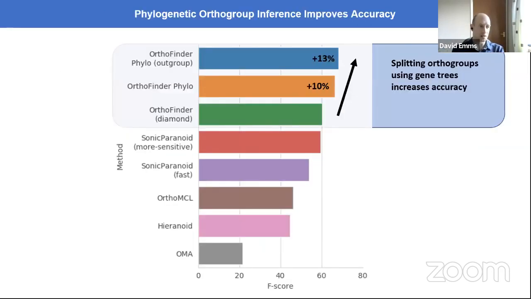By using the trees just for this part of the analysis, we're able to substantially increase our accuracy over previous versions of OrthoFinder. By using the trees to split up these orthogroups, we get an additional 10% increase in accuracy. But the fact that we get hierarchical orthogroups also means that you can now add outgroup species or multiple outgroup species to your OrthoFinder analysis in order to get these larger trees and yet higher accuracy orthogroup inference. You can see here that by doing that, on the OrthoBench benchmarks, we're able to increase the accuracy by 13% over the original OrthoFinder method.